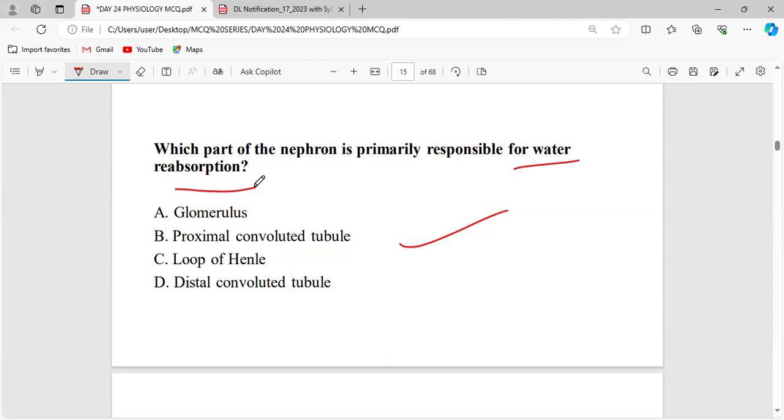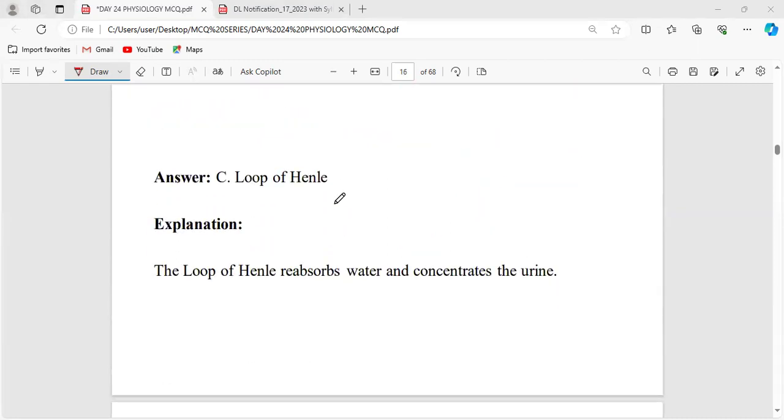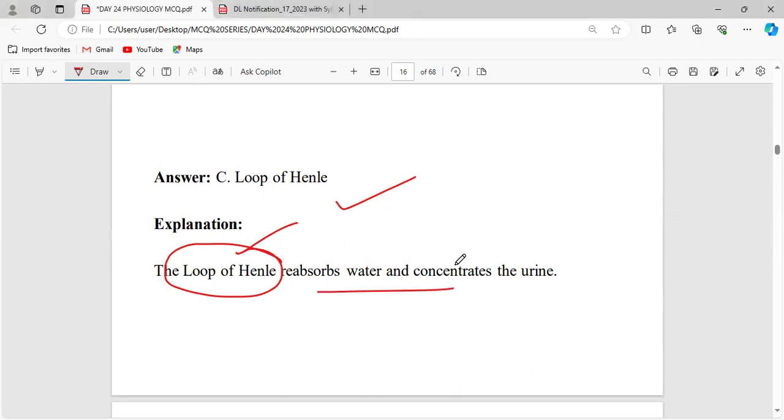We have studied that mostly all the parts in the nephron will be involved in reabsorption, but most particularly, which structure is primarily responsible for water reabsorption? That will be the loop of Henle. See, this is the area where the urine gets more concentrated. You should not confuse that. We also have an ascending loop of Henle and a descending loop of Henle, where the urine is made more concentrated.